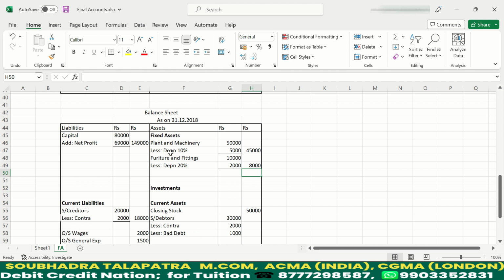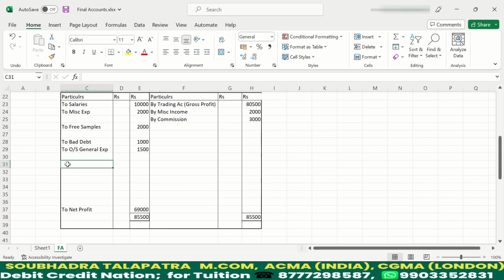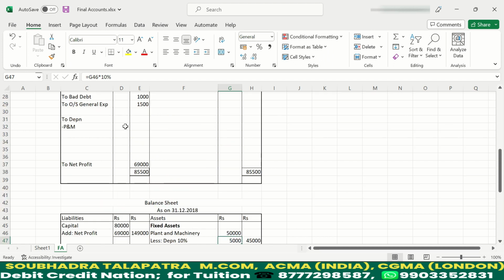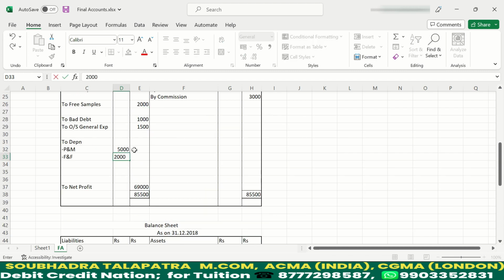Now the same effect I have to show. These are all expenses, so indirect expenses. So here in the profit and loss account, to depreciation, under that I can have hyphen plant and machinery. How much is that? Plant and machinery is 5,000, and hyphen furniture and fixture. How much? 2000. Now add these two, close it from the inner column, so equal to this plus this, 7000.